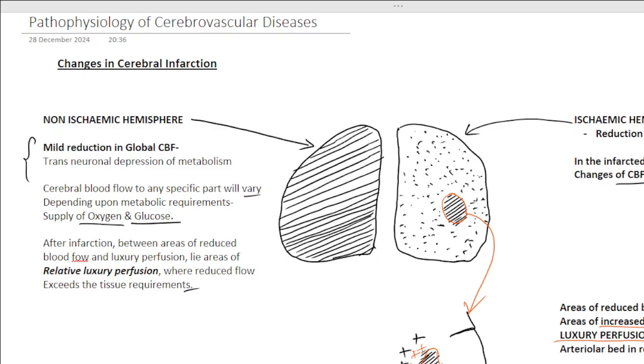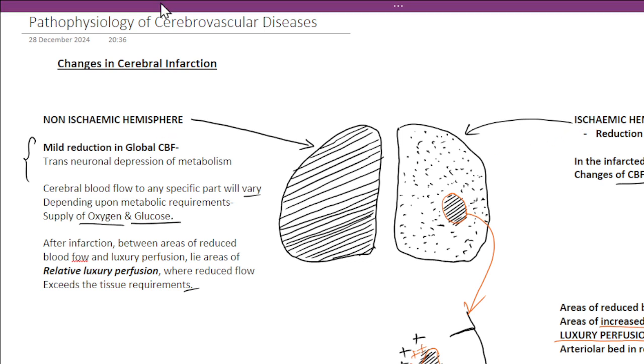yeah, so there is a difference, right? There is a good question here. The question is asked: do we have to write in the examination the pathophysiology for cerebral infarction only and only in this manner? No, I don't say that you have to write in this manner, but if you write this, it gives a very clear picture, not just of what is happening in the ischemic hemisphere, it gives the idea of what is happening in the non-ischemic hemisphere as well, which you are supposed to write.